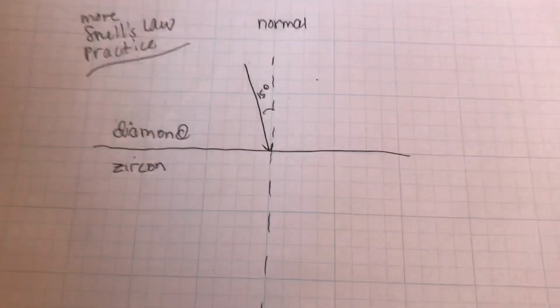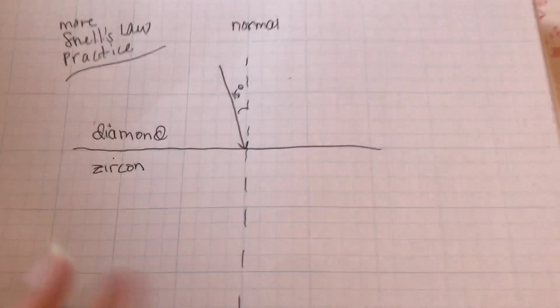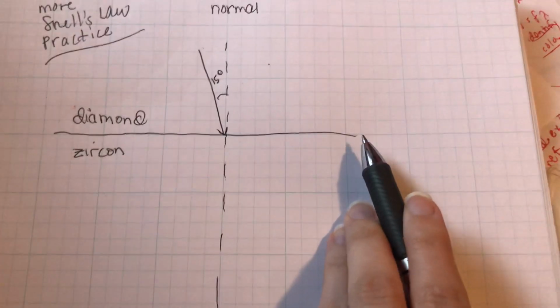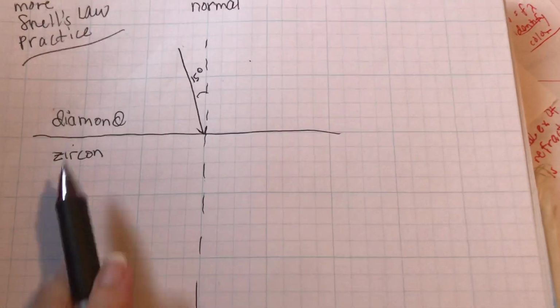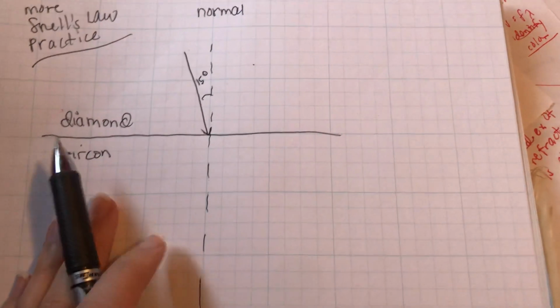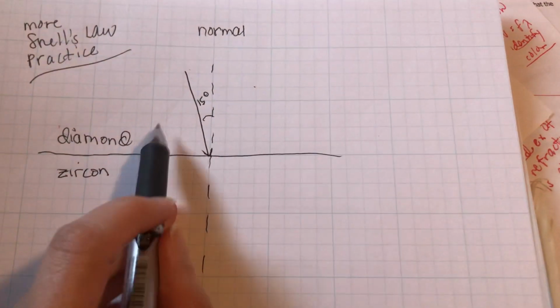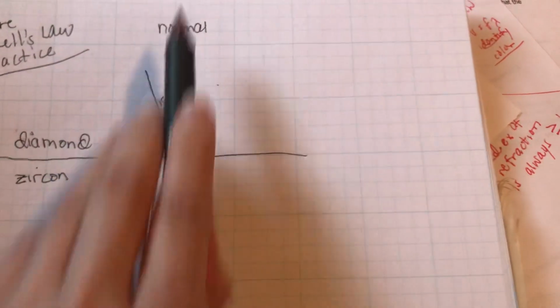Okay, so we're going to do some more Snell's Law practice. Here I have drawn for you an interface that is separating two media. The first medium is diamond and the second medium is zircon. The first thing we notice is our incident ray of light is striking the interface at a 15-degree angle relative to the normal.